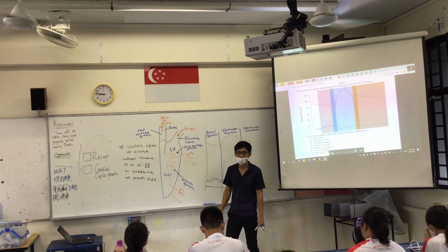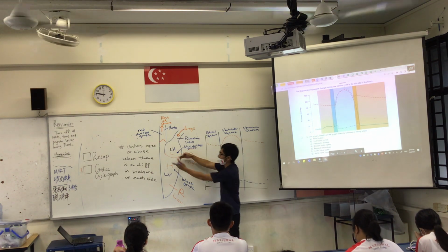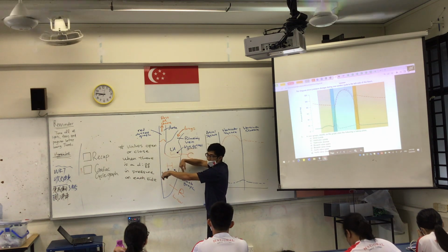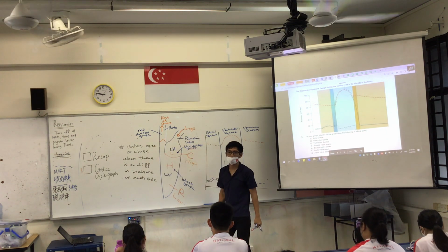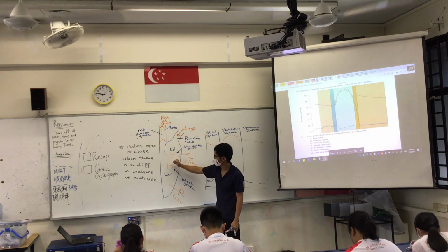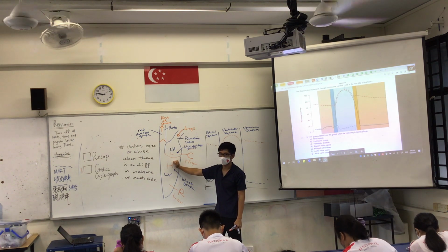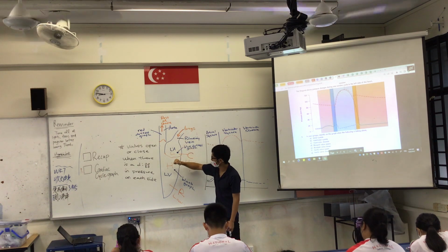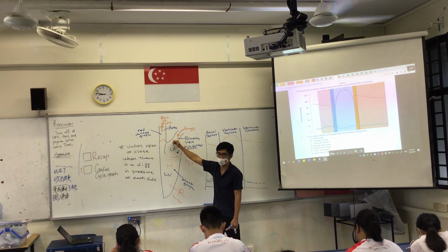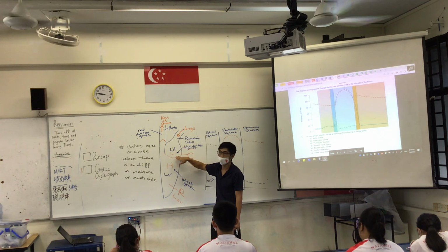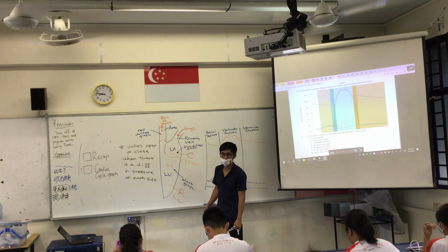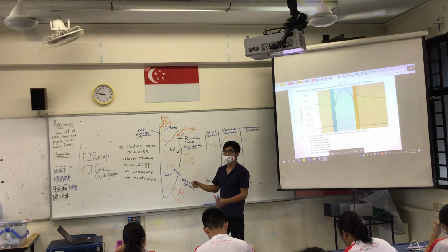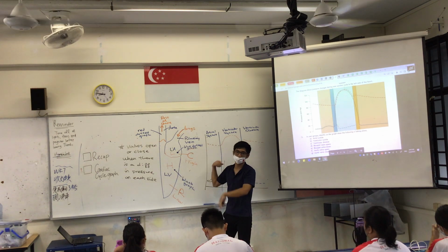Wait, does the valve open like this or like this? The valve can only open this way. It cannot flip the other way. Wait, so when the pressure is higher down there, why will it open this way? It doesn't know. It will close off. So when the pressure in the ventricle is higher than the pressure in the atrium, this valve will close. Was it open in the first place? It was open in the previous step.